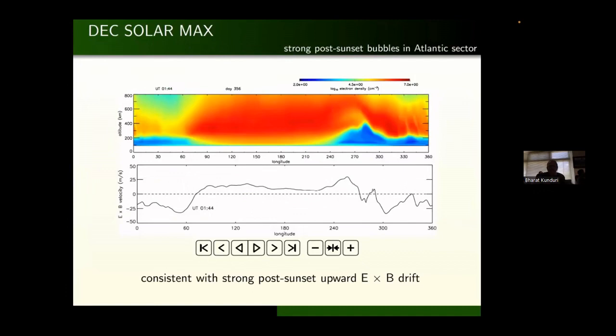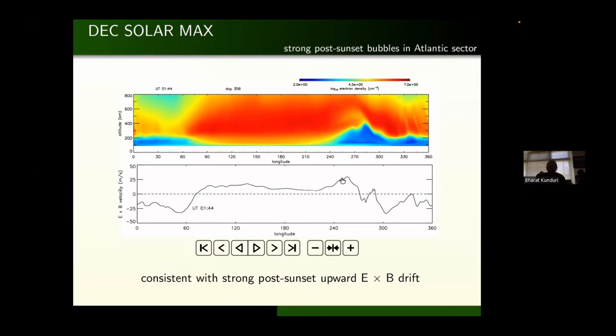So this is a different case. This is December solar max. The top panel is the electron density as a function of longitude and altitude. And the bottom panel is the E cross B drift at about 350 kilometers at the magnetic apex. So during the daytime, where we have all the electrons, the E cross B drift is nominally upwards. And then at nighttime after sunset, it's nominally downward. So the ionosphere kind of breathes up during the day, down at night.